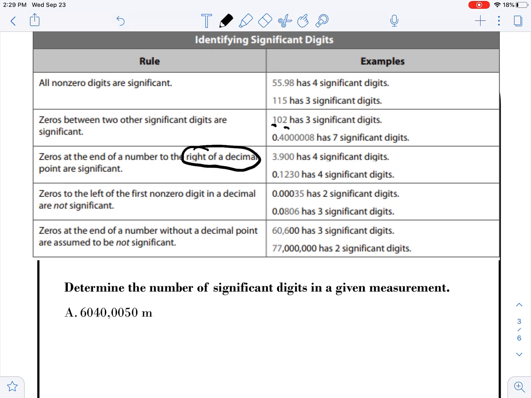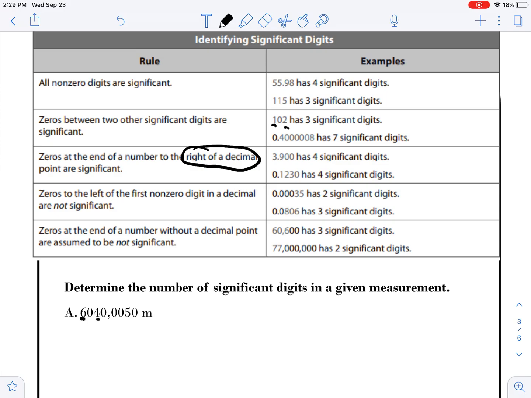To the left of the first non-zero in a decimal, okay? So as we look at it, there's no significant digits. As long as there's no significant digits in front of it, we wouldn't count it. And then lastly, if there's no decimal point, zeros at the end of the number are not significant.